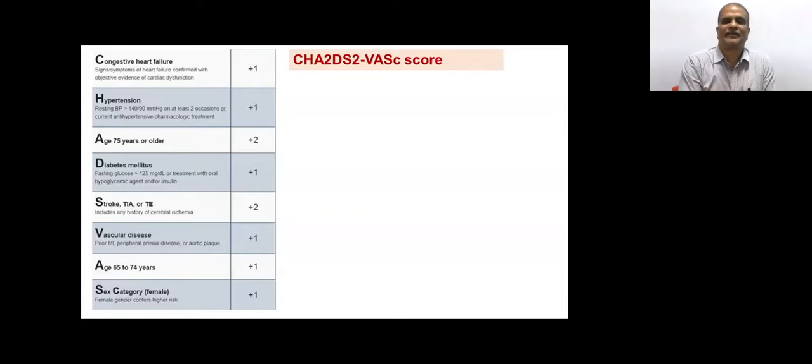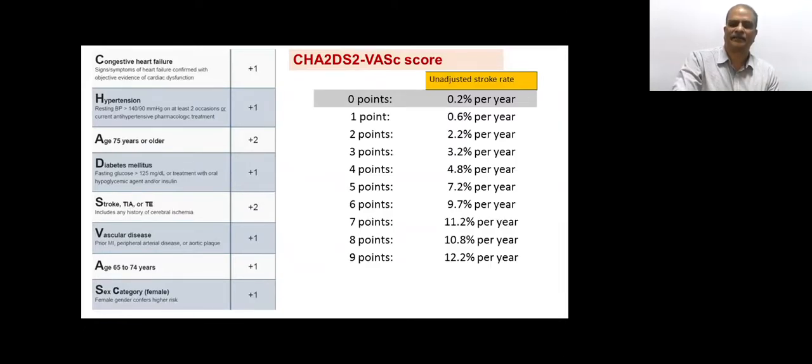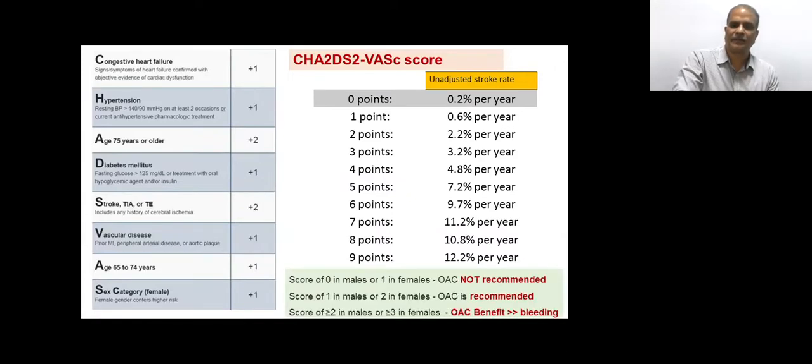A patient with atrial fibrillation with congestive cardiac failure scores 1, hypertension, and age is a very important factor here. The older you are, the more score you get. More than 75 scores 2. And female patients, 1. So a female with atrial fibrillation automatically gets a score of 1. Now, this is the unadjusted stroke risk when you have AF. With a score of 0 in males or 1 in females, you need not start anything. But if you have a female with a score of 2 or a male with 1, you can start. It's recommended, but it's not absolutely indicated that you should start. But females with a score of 3 or more, or males with 2, the benefit exceeds the bleeding risk. So this is how you should be using this score.